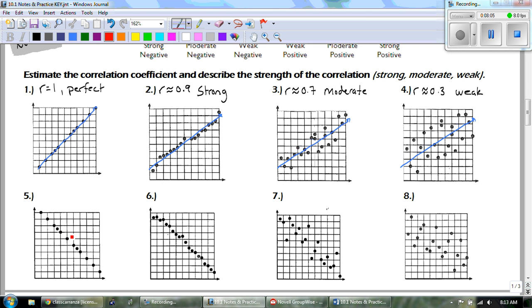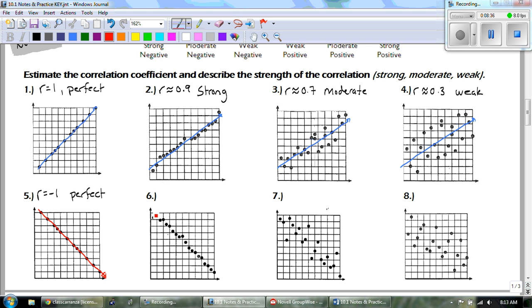Okay, now let's look at 5 through 8. Now, number 5, once again, you can see how they're all lined up in a line like that, but this time they're all going down. Okay, so our correlation coefficient, that is perfect, but it's negative this time. So we would say that it's -1 and that it is perfect.